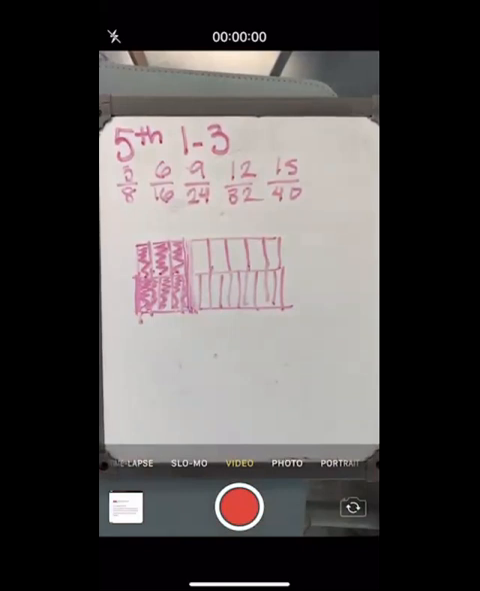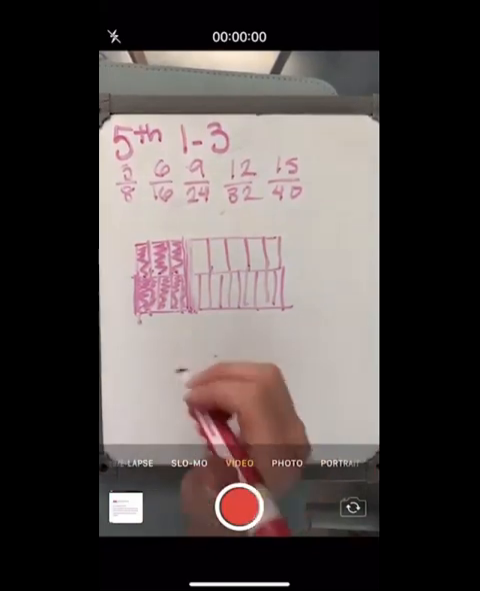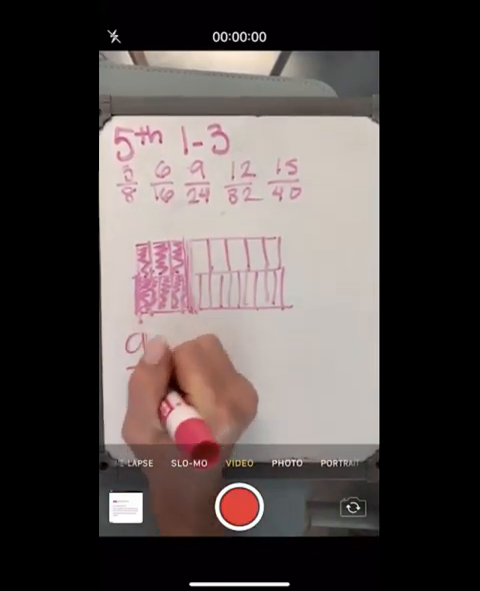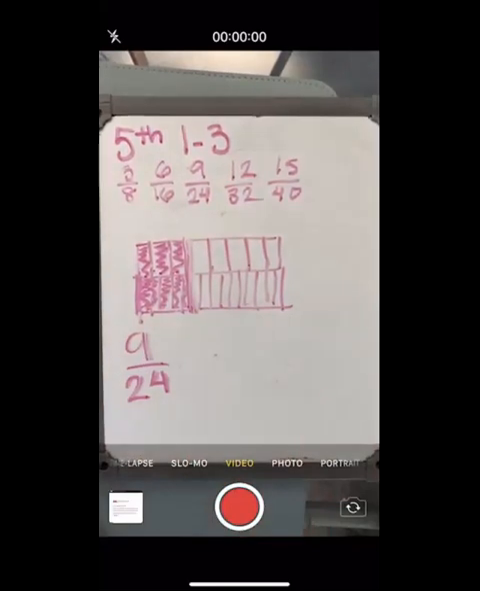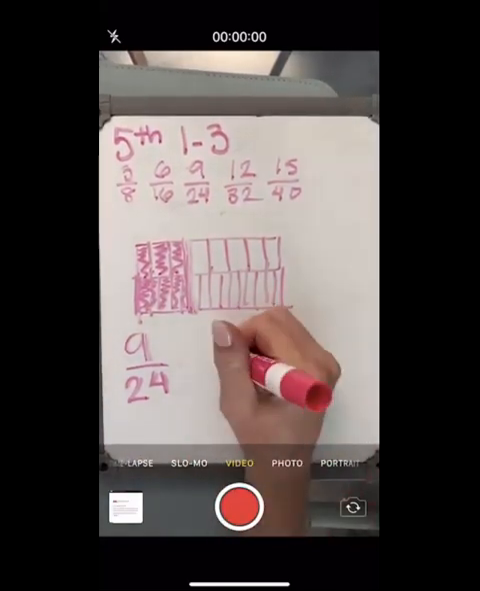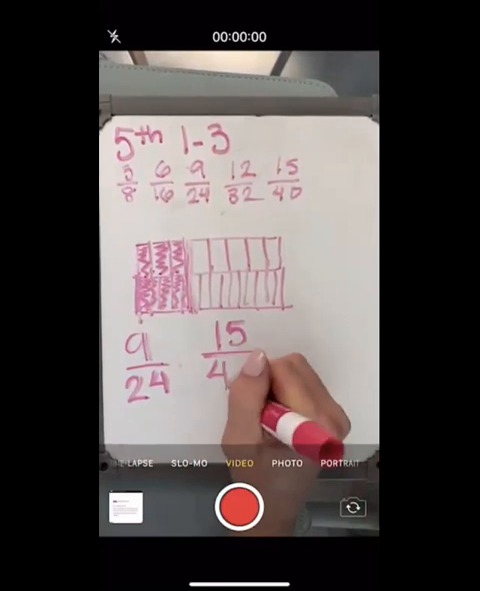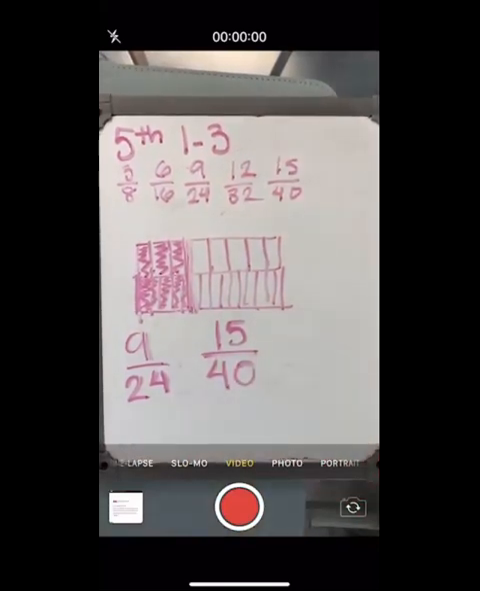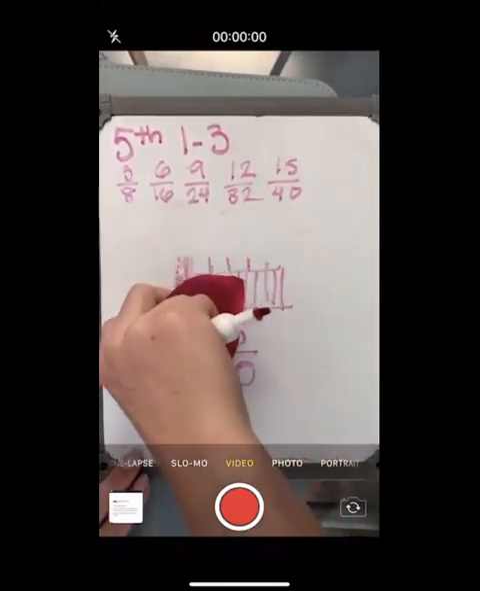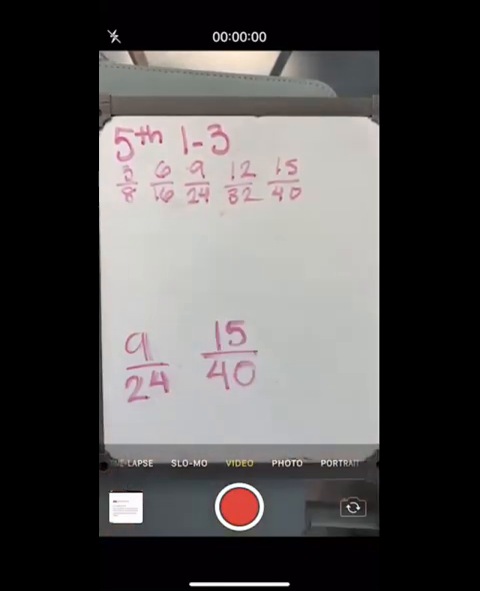So we're gonna have a little pizza party with the boys and the girls. So the girls, you are going to get to share 9/24 of a pizza. Boys, you get to share 15/40 of a pizza. I want you guys to take a quick second to think, who gets more pizza? Well, really, we're getting the same amount of pizza, right? Because we know that these are equivalent fractions.